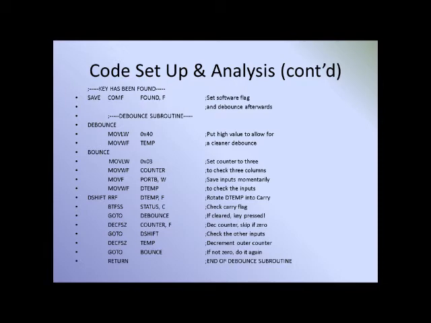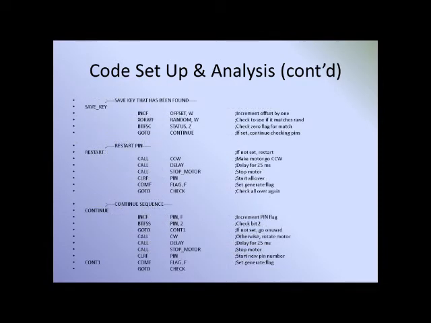If no key was found during the 64 iterations of the debounce subroutine, the program returned to the main loop where the found flag was tested, which caused the program to enter into the save key subroutine. The save key subroutine began by incrementing offset, because the offset value acquired via the check row subroutine was off by 1. For example, pressing 1 on the keypad would produce a value of 00 hex.